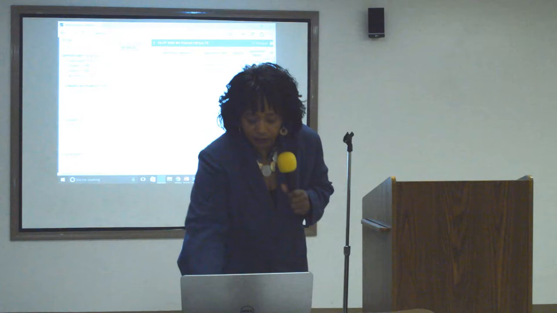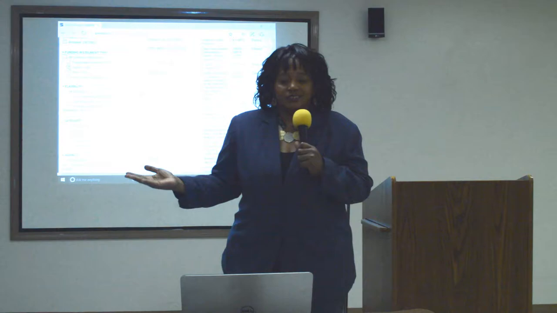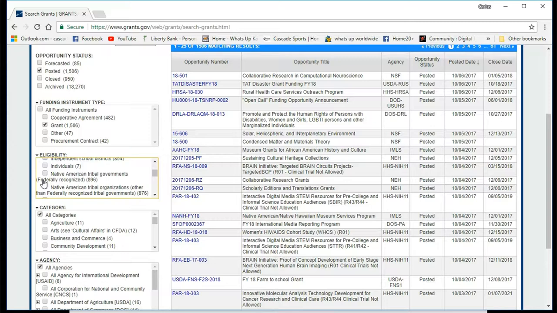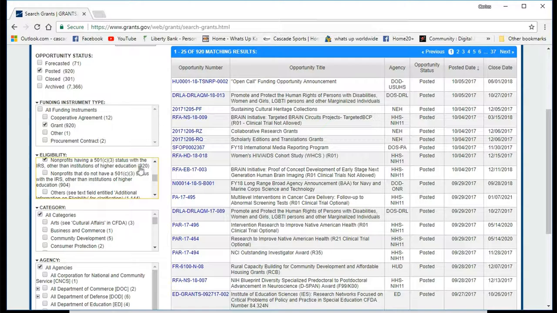So what I'm going to do is I'm going to go down here and click grants, and that's going to get rid of some of the grants. Because if you don't put some parameters and filters on here, this thing is going to give you, I don't know, multiple grants. I don't know how many grants you're going to end up with. So you want to use the filters. And then if you go down to eligibility, right now, if you've already gotten your document, then you are a 501c3. So you can click that you are a nonprofit with a 501c3.